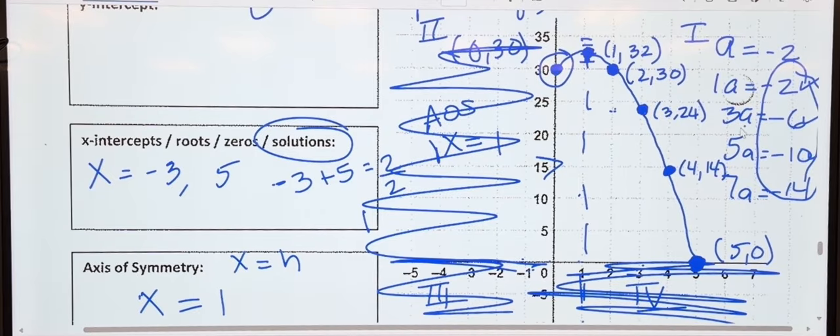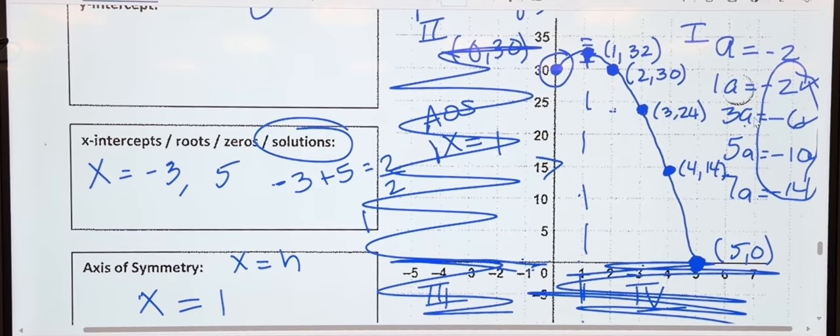Does that make sense? So let me ask again. At what point was the ball 24 feet above the ground? At 3 seconds. Does everybody see that? Yes. Where was the ball at 4 seconds? 14 feet above the ground. Do you see how we read this? Do you see how we can use this to answer real world situations? Yes. Any questions? No? Everybody good?